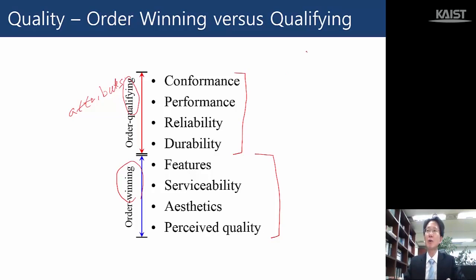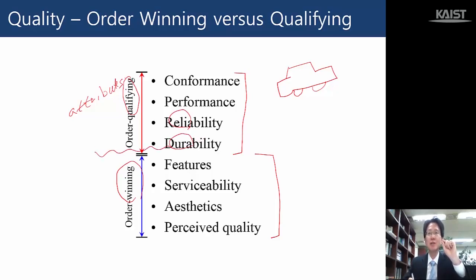Let's say I want to sell a car. I want to make a car, and I want to sell the car in the market. And in order for me to sell my car in the market, the product I produce must have at least four attributes, four dimensions. The car must conform to the exact specification, or engineering requirements, and also the car must perform as expected, and the car must have reliability, and it must have some durability as well.